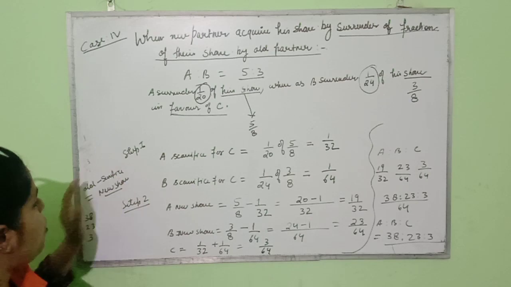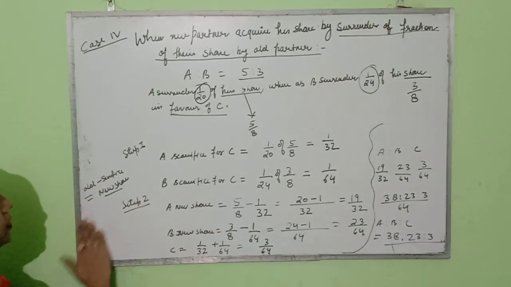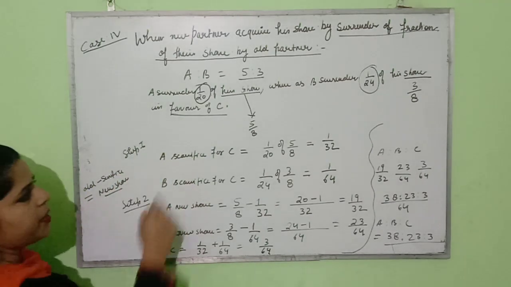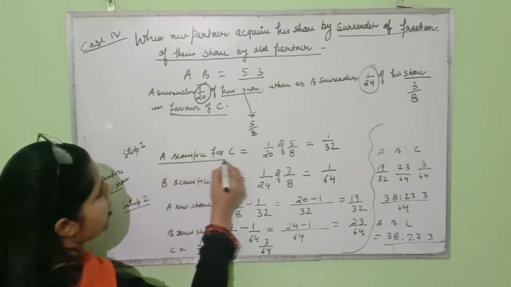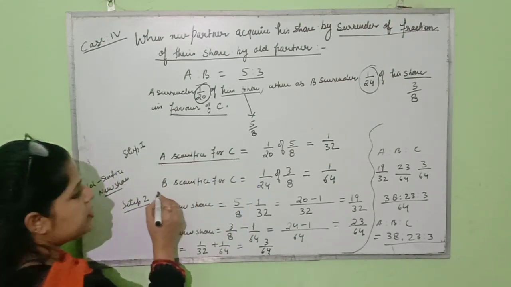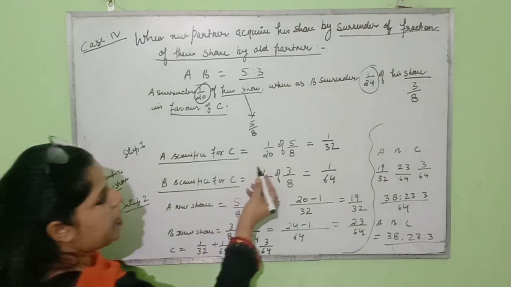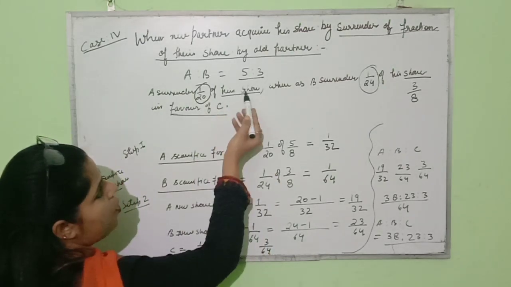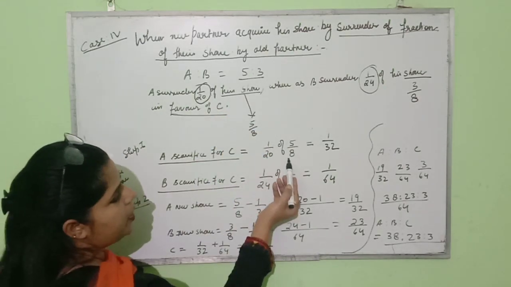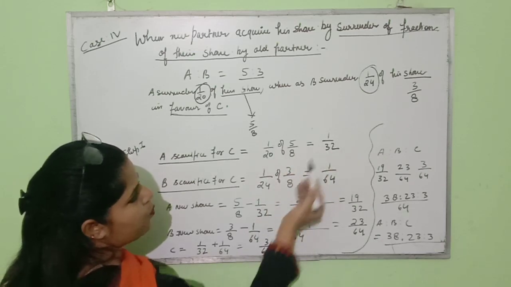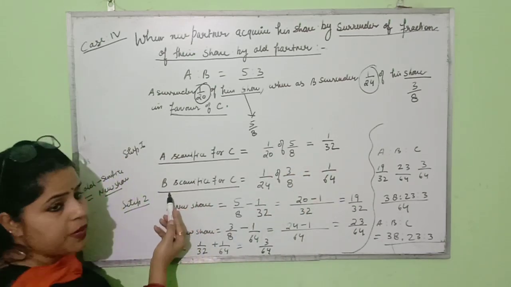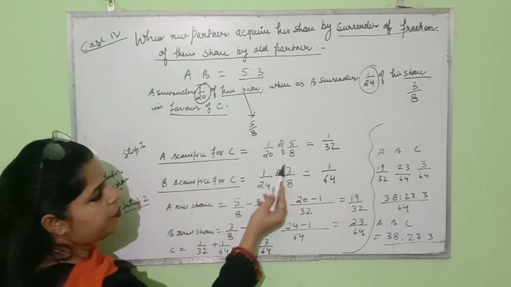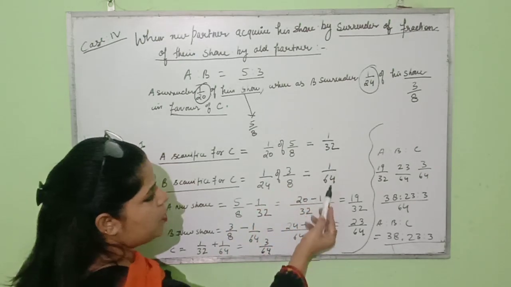So I followed a total of 2 steps. Step number 1, I calculated the sacrifice. A's sacrifice for C, then B's sacrifice for C. So how I calculated? 1/20 of his share, that is 5/8. Multiply करेंगे, it comes 1/32. Similarly, B sacrifices 1/24 of 3/8, that equals 1/64.